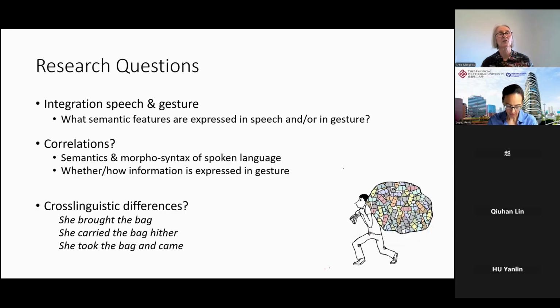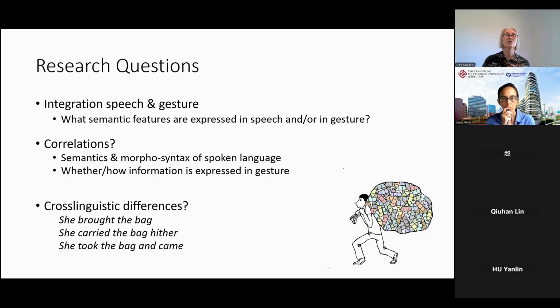What we were aiming for are research questions along these lines. We're interested in the integration of speech and gesture, what semantic features are expressed in speech and or gesture, and how they are timed. We're interested specifically in correlations between the semantics and morphosyntax of the spoken language, and whether and how information is expressed in gesture. So this is the same type of research question that we find in previous research that I cited. And we are particularly interested in cross-linguistic differences.